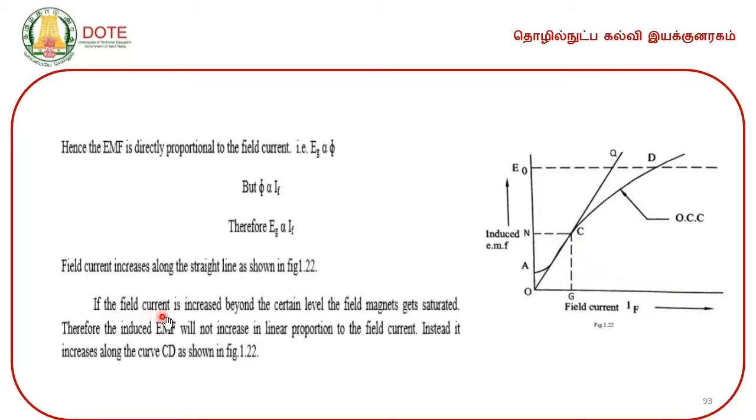If the field current is increased beyond a certain level, the field magnets get saturated. Therefore, the induced EMF will not increase in linear proportion to the field current. Instead, it increases along the curve CD as shown in figure 1.22. Let me zoom this in.